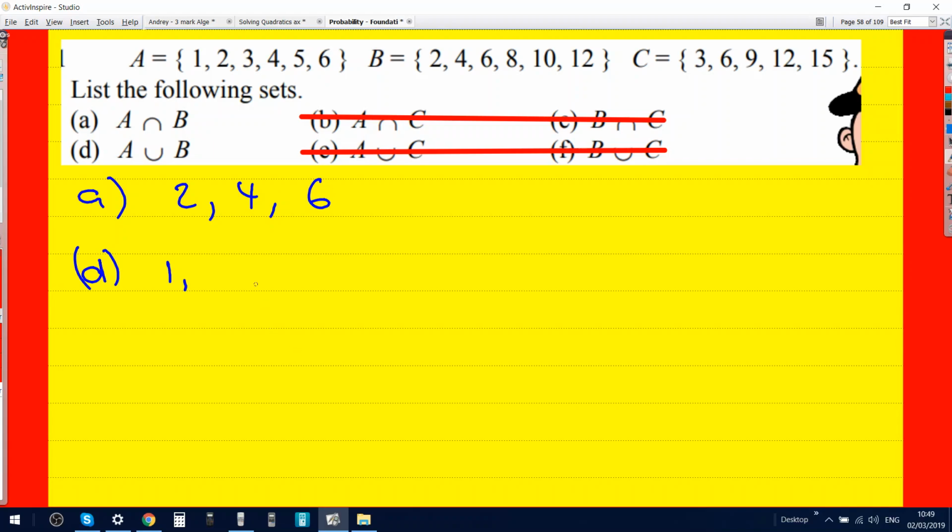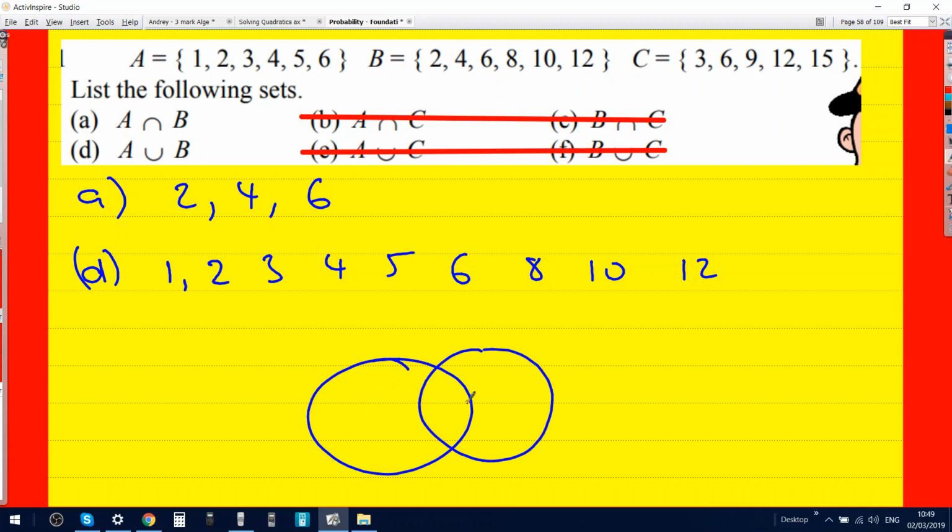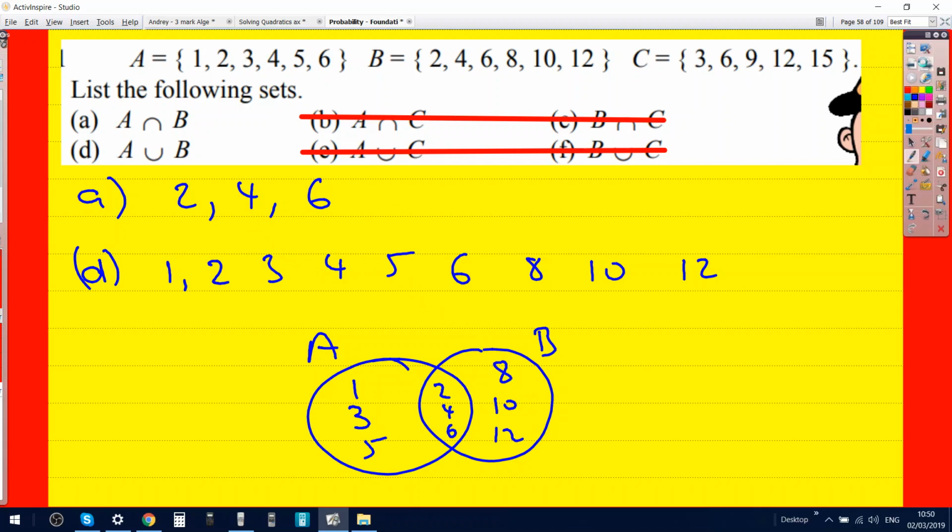I'm really not getting it. 1, 2, 3, 4, 5, or 6, or 8, or 10, or 12. It's just all the numbers that are in there. Yeah, and you don't repeat them because they go in the middle. If that's A, that's B, the numbers in both were 2, 4, and 6. So that would be 1, 3, 5, and that would be 8, 10, 12. So A or B, union, wedding rings, everything in there: 1, 2, 3, 4, 5, 6, 8, 10, 12. Either A or B or both.